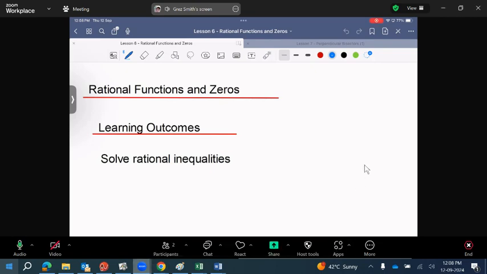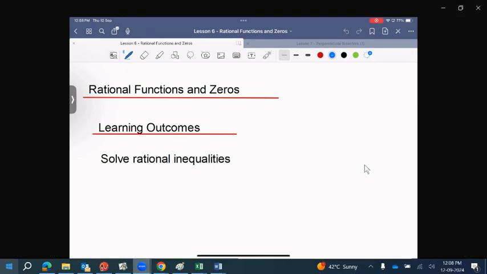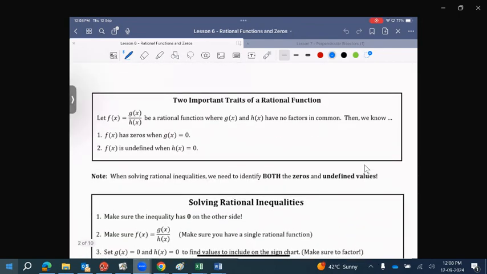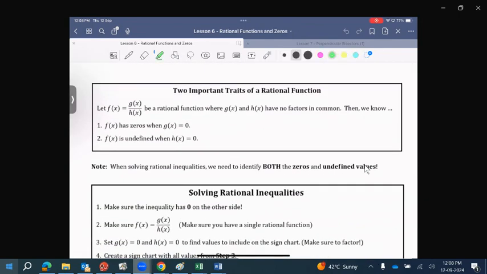Okay, today we're going to look at rational functions and zeros with the goal of being able to solve rational inequalities. So some reminders. A rational function is going to look like this, with the quotient of two polynomial functions. Some things to remember: when the polynomial in the numerator is equal to 0, then the function will have a 0.